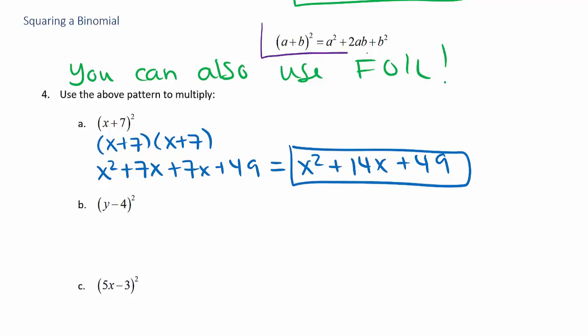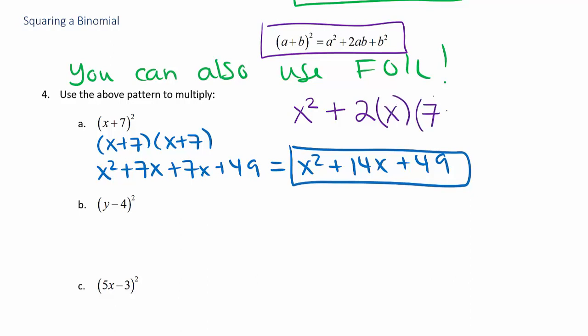Now, this formula I have in the notes is basically saying that if you want to use a formula to square a binomial, you will always get the first term squared, so that's the x squared, plus 2 times the first, which was x, times the last, which was 7, plus that last term squared. And that becomes x squared plus 14x plus 49, which is the exact same thing I got when I used FOIL.